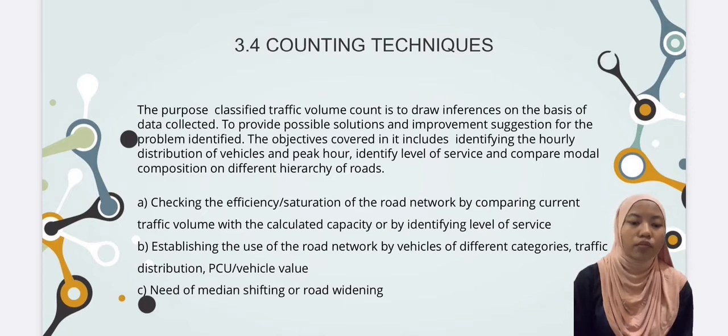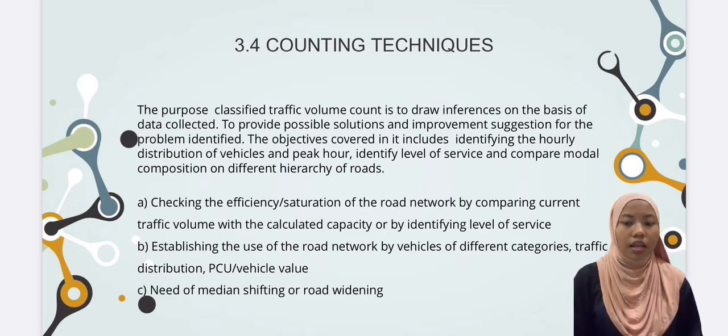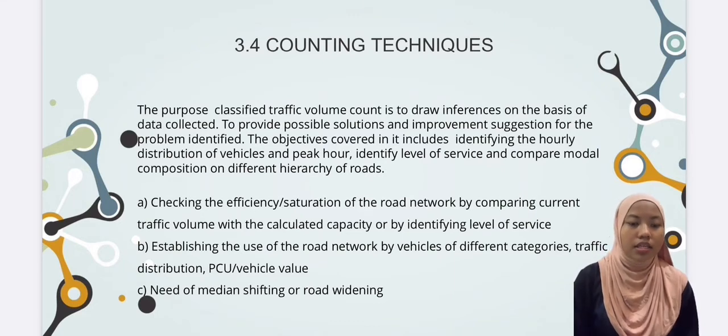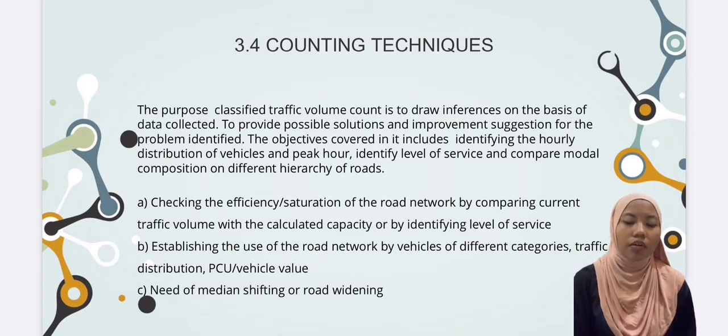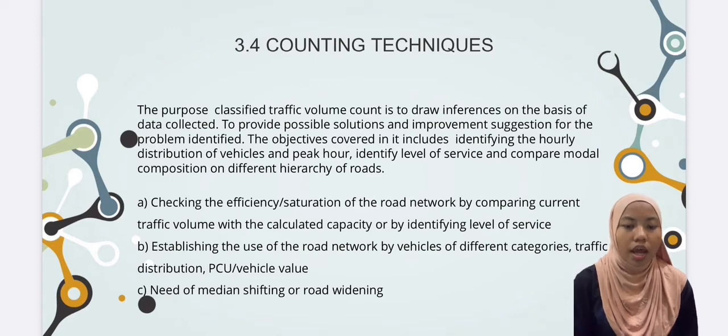First of all, we have to check the effective saturation of the road network by comparing current traffic volume with the calculated capacity or by identifying level of service. Next is to establish the use of the road network by vehicles of different categories, traffic distribution, and PCU or vehicles value. Lastly is the need for median shifting or road widening.